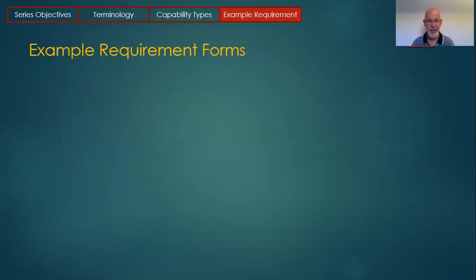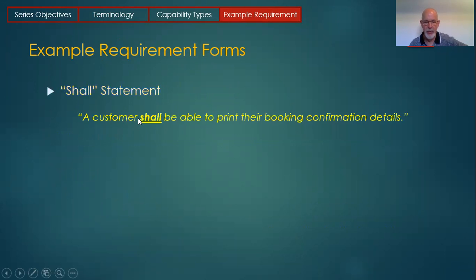Believe me, we'll come back to those. Now that requirement that I just showed you was in shall statement format. We call these a formal classic waterfall requirement. The customer shall be able to print their booking confirmation details. The word shall is used because it doesn't imply any priority.